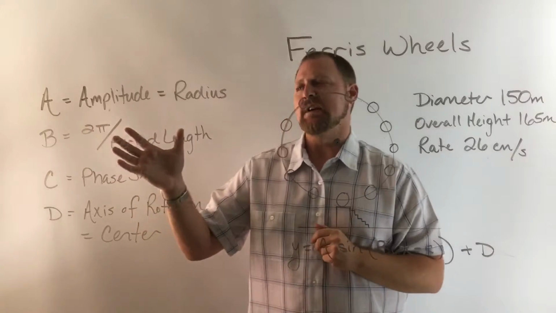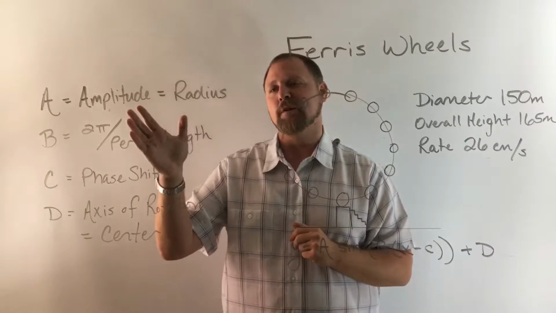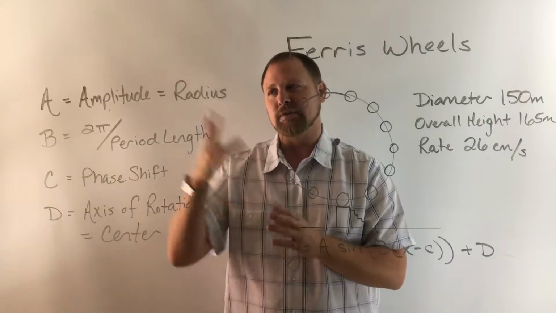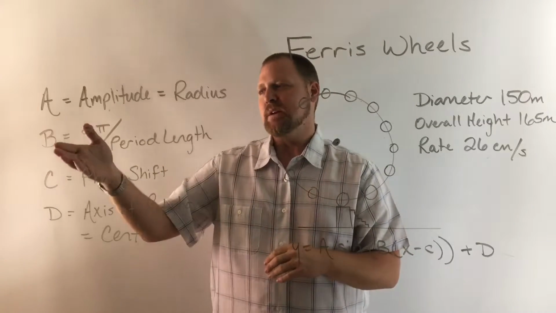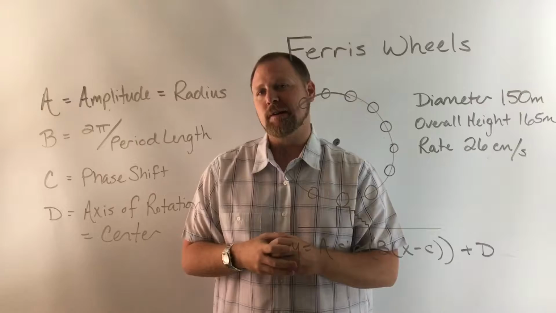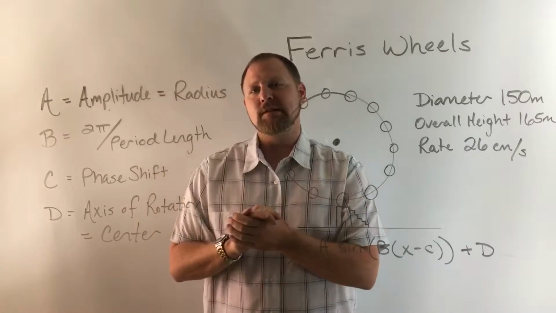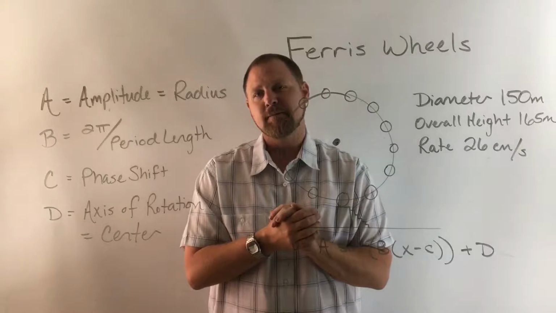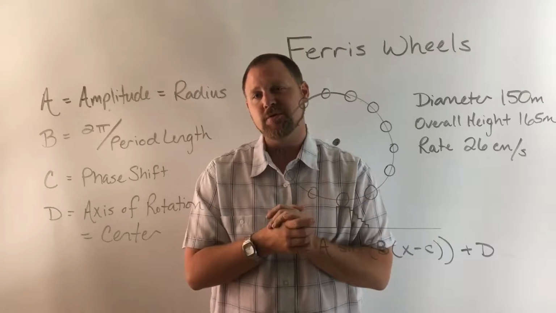Looking at a, b, c, and d, a is the amplitude of the periodic function, but in terms of something circular, the radius of that circle is the amplitude. B is 2 pi divided by the period length. The nice thing about the period length is it can be rewritten in terms of the circumference of the circle divided by the speed at which that circle turns.